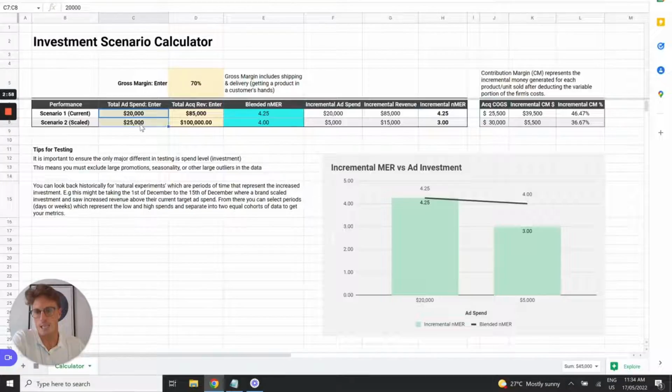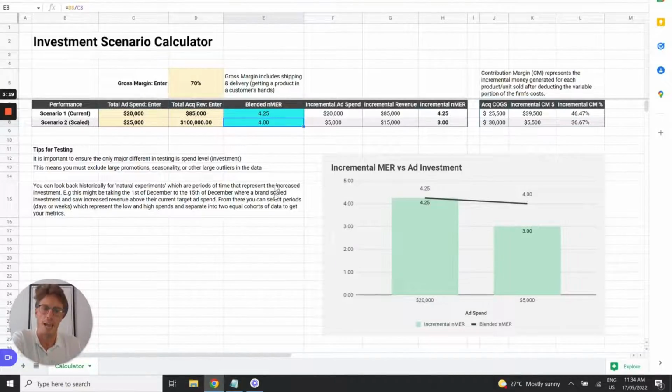These are our ad spend scenarios. So scenario 1 and then scenario 2, which is scaled. This is the total new customer acquisition revenue. So from that spend, what did it result in new customers? That would give us our blended MER, which you're already familiar with, and then our scaled scenario.